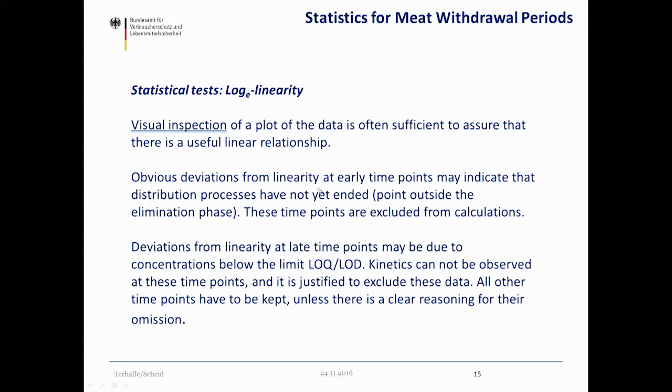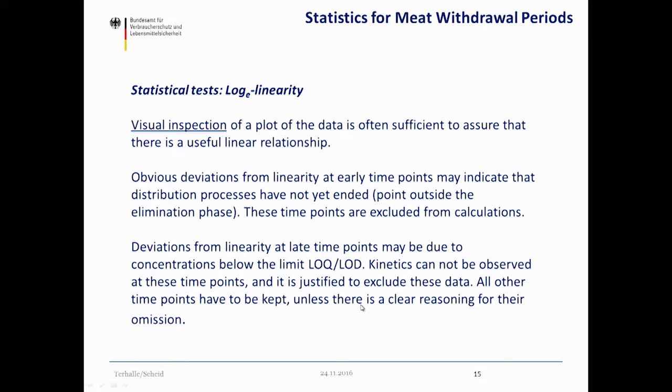Obvious deviations from linearity at early time points may indicate that the distribution is not ended, and these time points may be excluded from the calculation. Deviations from linearity at late time points may be due to concentrations below the limit of quantification. Below the limit of quantification, you cannot observe the kinetics, so you may need to decide if this data should be excluded or substituted or what else. It depends on the totality of the data.